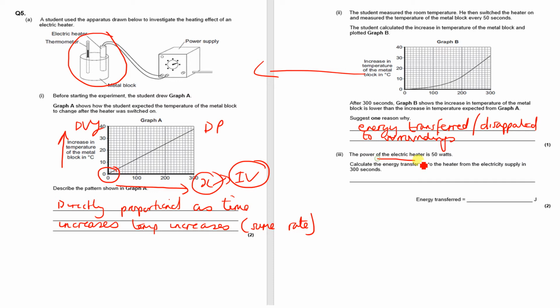Right, the power of the electric heater is 50 watts. Now we know that power is equal to energy divided by time, so we need to rearrange this for energy. So if we're dividing by time, we need to times by time, so that's the equation we're going to use. Our power is 50, so we need to multiply by the time, which is already in seconds, so we multiply that by 300, and that gives us 15,000 joules.